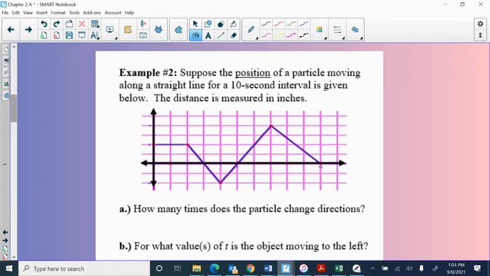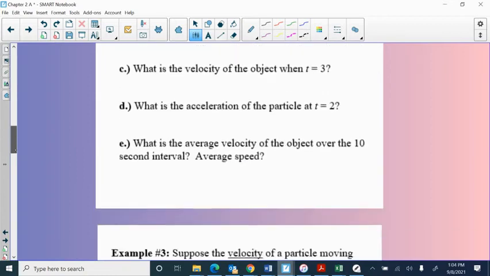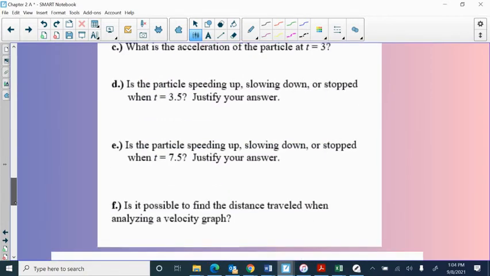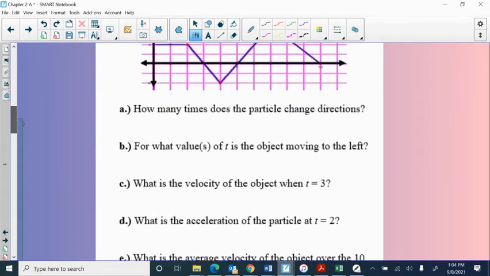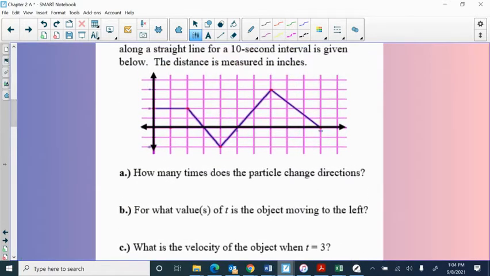See what you remember in example 2. See what you remember in example 3, analyzing a position versus time and a velocity versus time graph. And have a conversation in your group in case maybe some of you forgot.